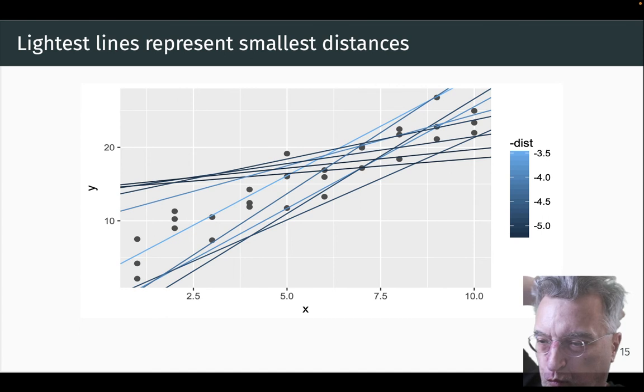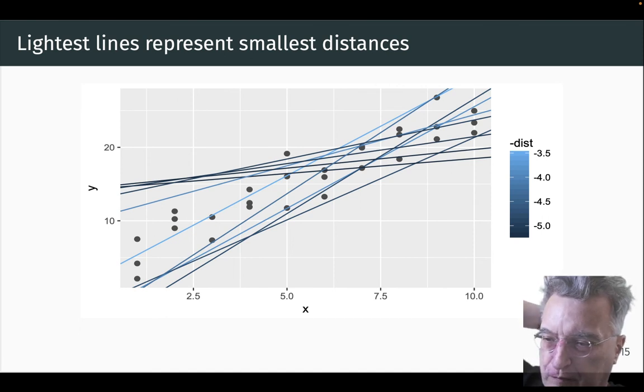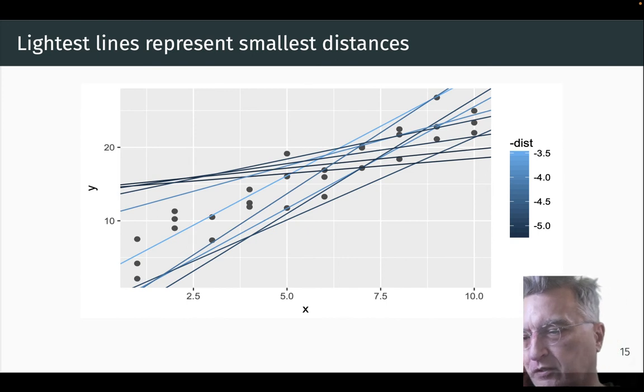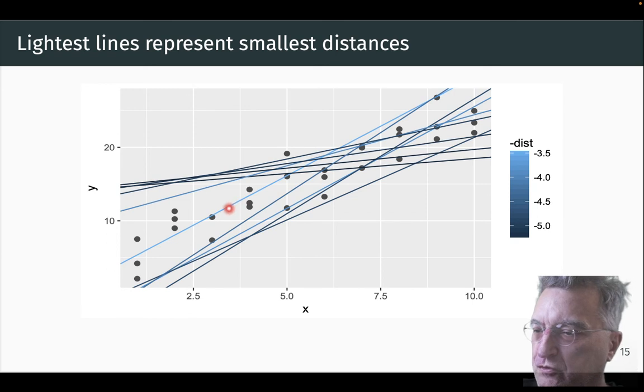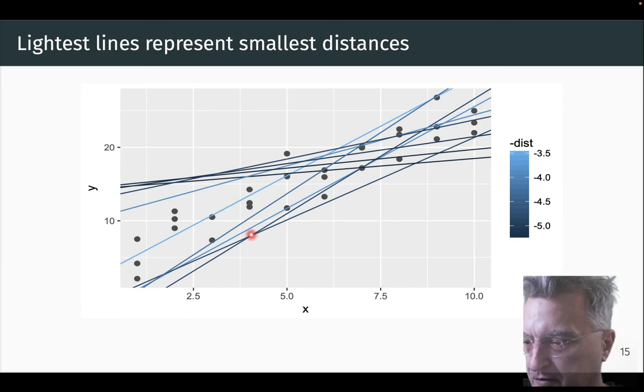So we randomly came up with 250 models, and then we measured them to see how good they were according to some criteria. And the criteria was the distance, was the total distance. And the lightest lines here represent the smallest distances. So this is probably the best one. This is the second best one. This is the third best one, and so on.